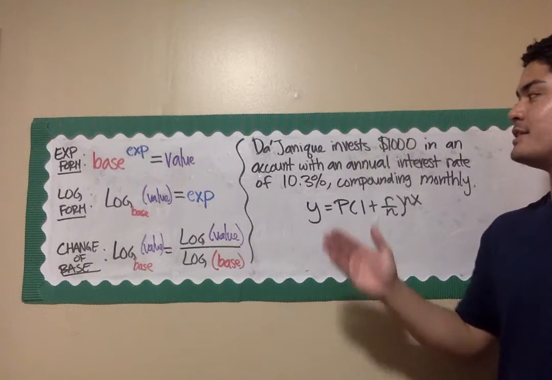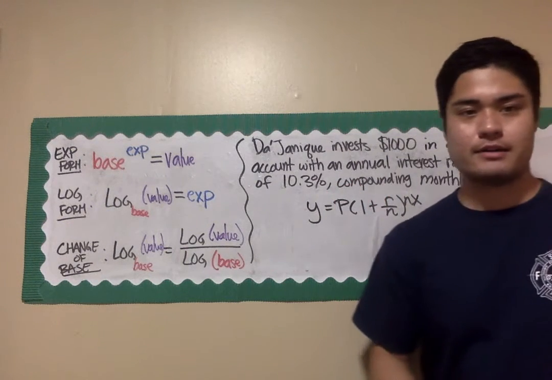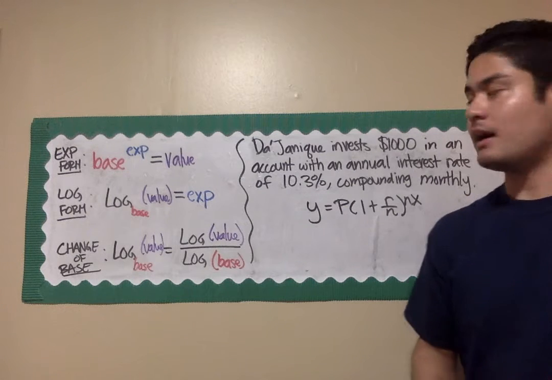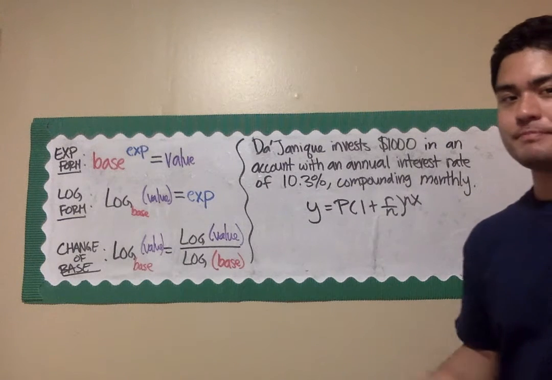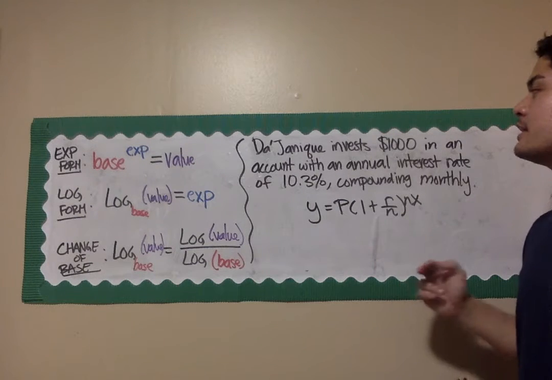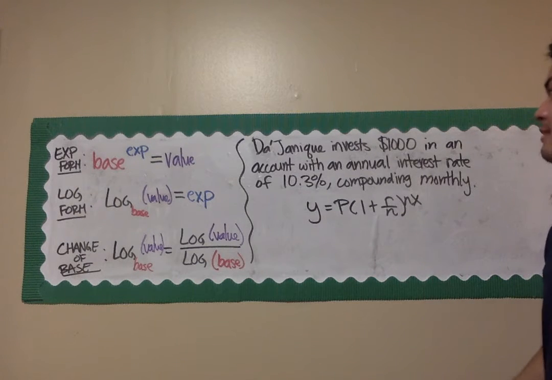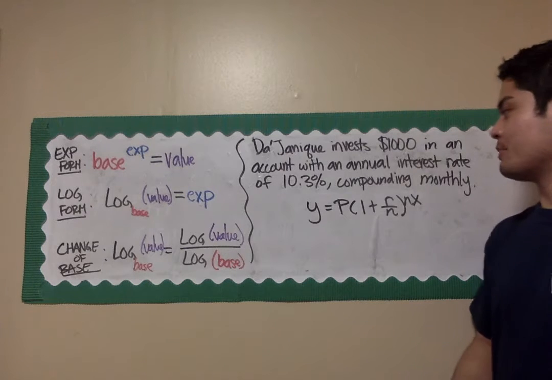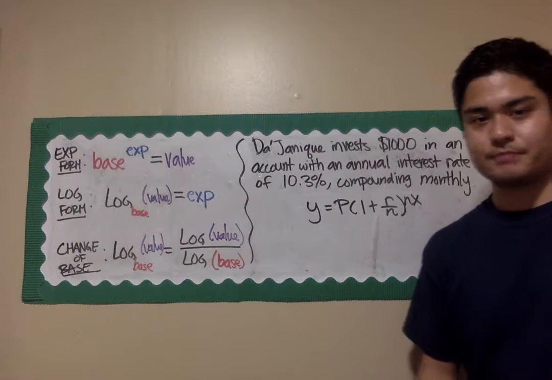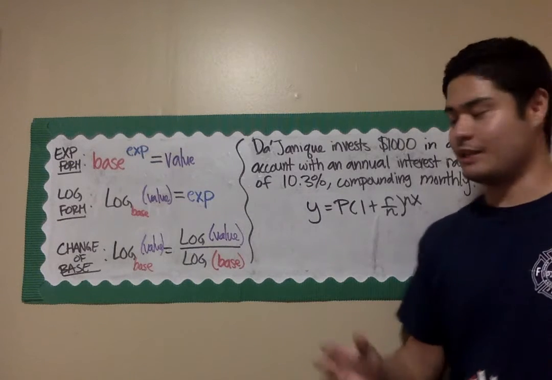So right now we have a situation that requires us to set up an equation using compound interest when we have an annual interest rate. Our situation is as follows. Dejanique invests $1,000 in an account with an annual interest rate of 10.3% compounding monthly. So we have all this information. We want to plug all that information into our equation.